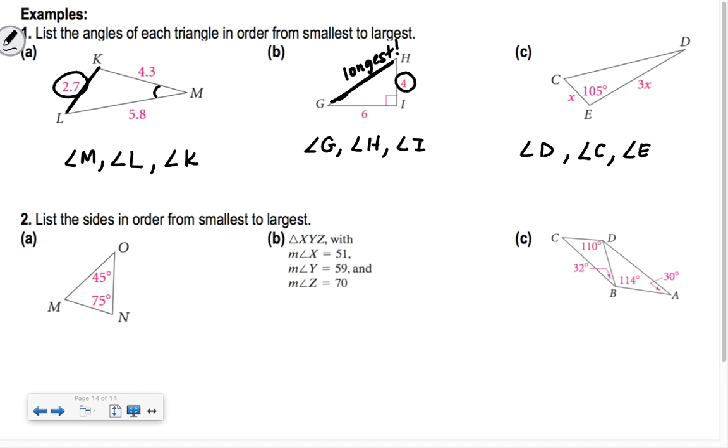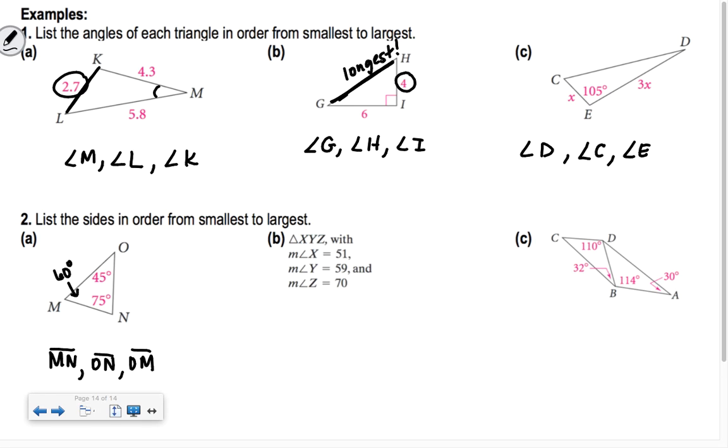All right, so it says list the sides in order from smallest to largest. So now we're doing sides. So we need to find this last angle. If we add those together, we get 45 plus 75 is 120. So it looks like we're going to have 60 degrees. So for our angles, we had O, and then we had M, and then we had N. So now let's do the sides. So we're going to have side MN, and then we're going to have side ON, and then we're going to have side OM. Okay, 3 sides. Does this make sense?